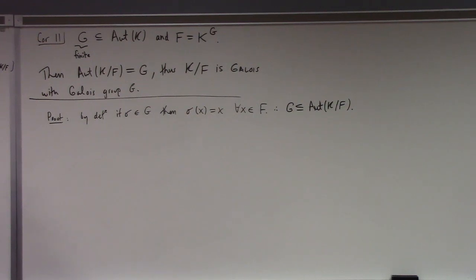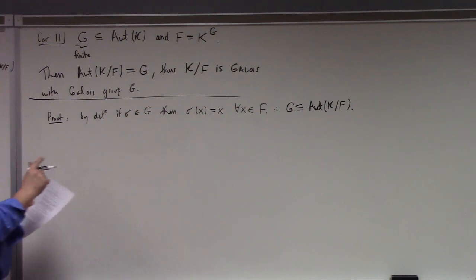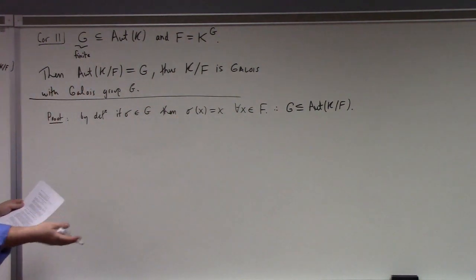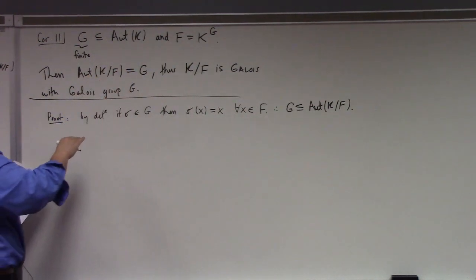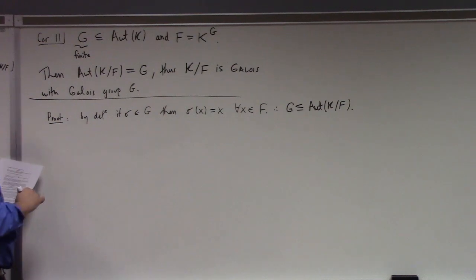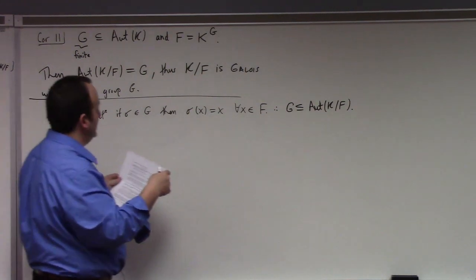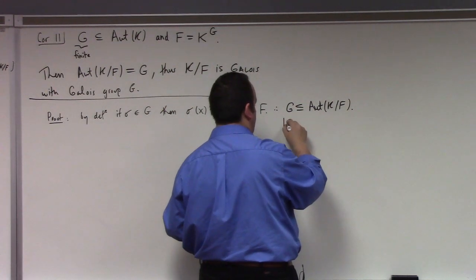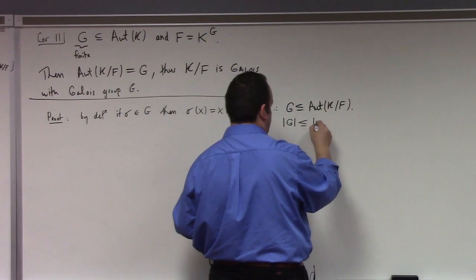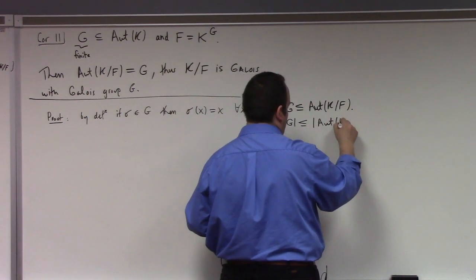Okay, so the question is, what about the other way? So this gives us that G is a subset of Aut K over F, right? We're claiming that in this context they're equal, so we should do what? Of course, this also tells us what? That the order of G is less than or equal to the order of Aut K over F.